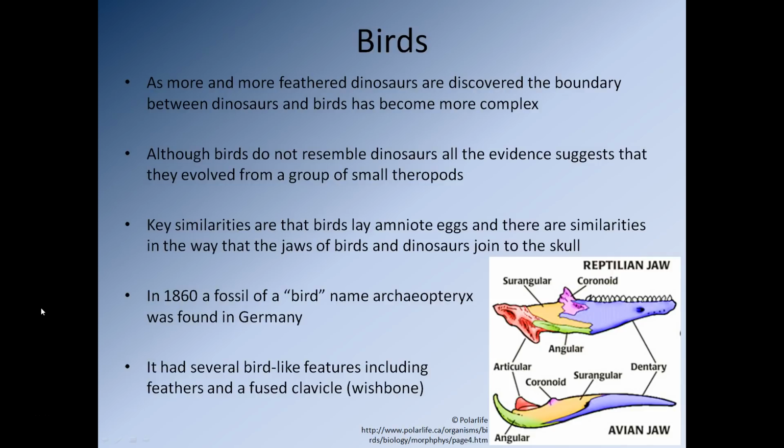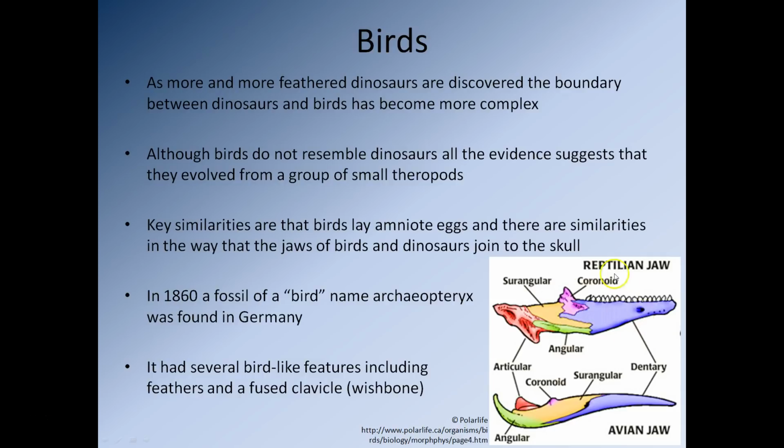So, key similarities are that birds lay amniote eggs, just like dinosaurs did. And there are similarities in the way that the jaws of birds and dinosaurs join the skull. So there's a lot of similarity in the general jaw design. So here's a reptilian jaw, and here's an avian or a bird jaw. And you can see essentially the same basic bones are located in both jaws.